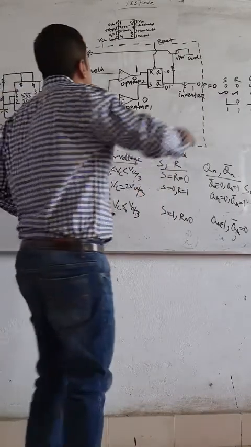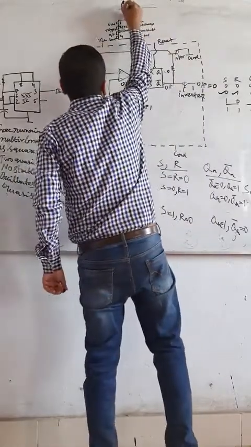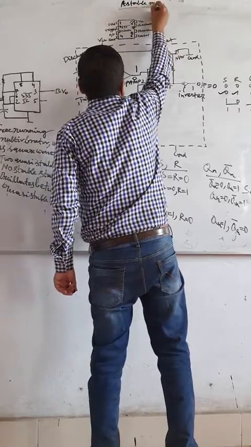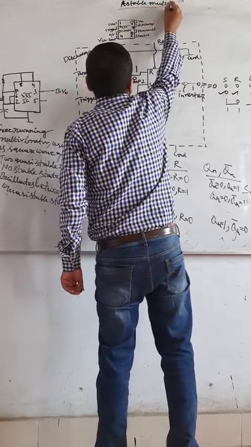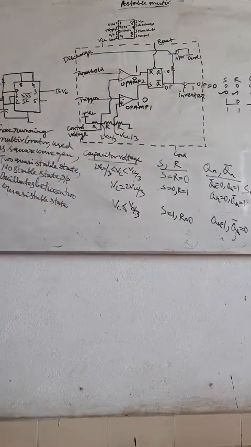Today we will learn astable multivibrator. So the first question is, what is an astable multivibrator? An astable multivibrator is known as a free running multivibrator used as a square wave generator, and it has two quasi stable states.